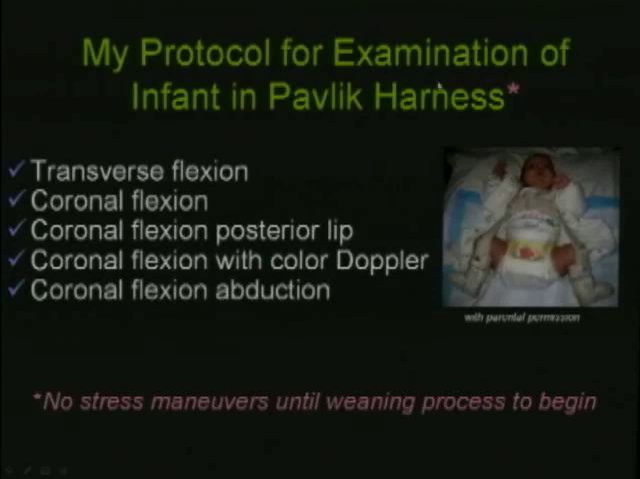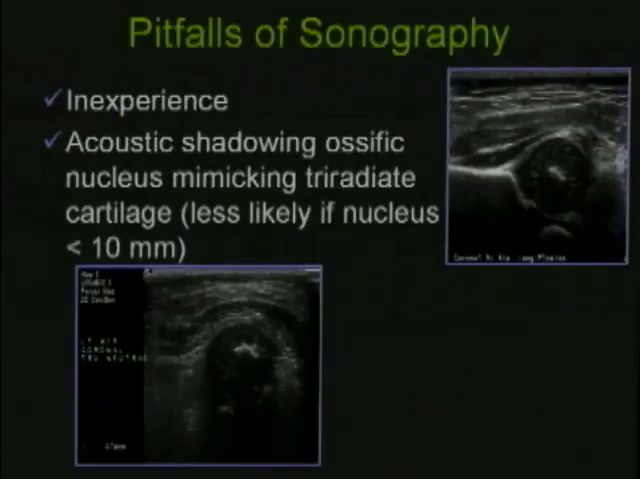Now, so far as when the baby is in the Pavlik harness, we wrap napkins around the harness so it doesn't get contaminated with the ultrasound gel. We get a transverse flexion, a coronal flexion, posterior lip view. We get a coronal flexion with color Doppler, and we will get an abduction view as needed. We will not get stress maneuvers until the weaning process begins or is about to begin.